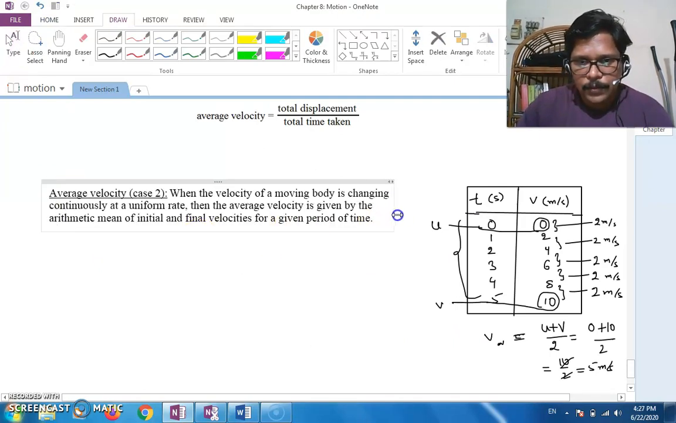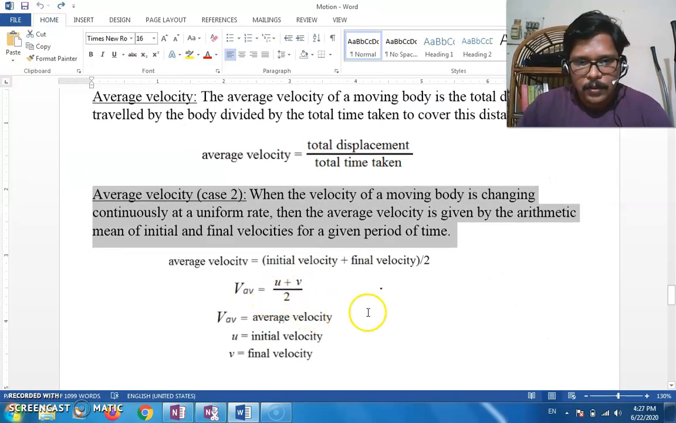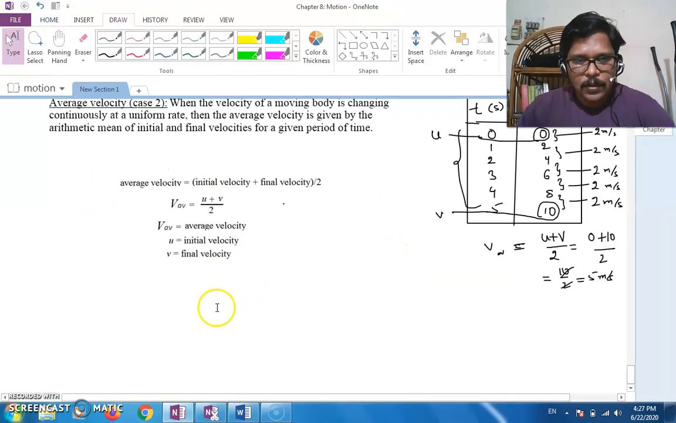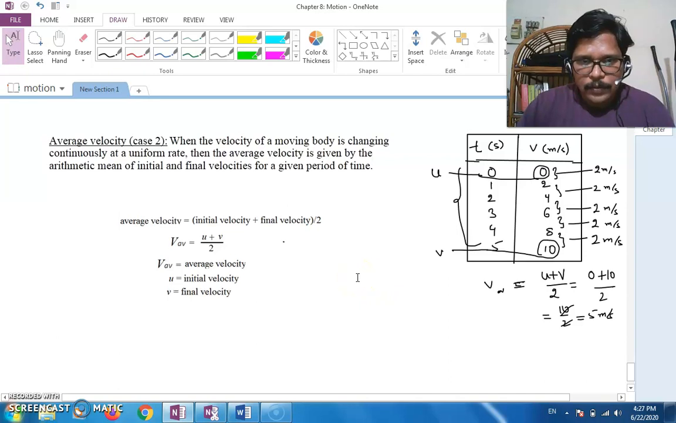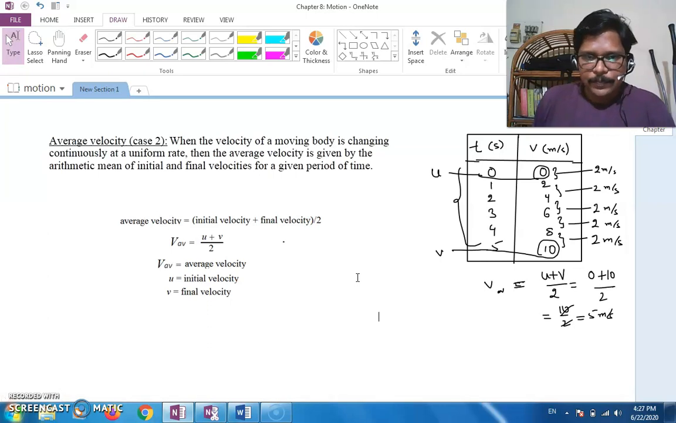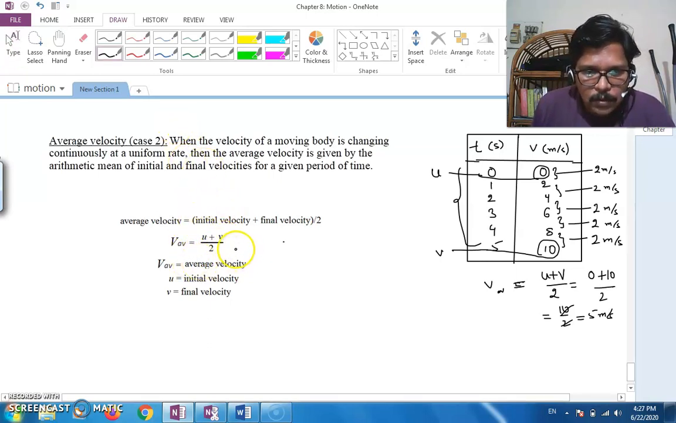So that's the definition, and I will put the formula in front of you. Let me read out this definition. When the velocity of a moving body is changing continuously at uniform rate, then the average velocity is given by the arithmetic mean of initial and final velocity for a given period of time. So it should change uniformly and continuously at uniform rate. Now that's the formula which I have written here. So this is the formula, initial velocity.